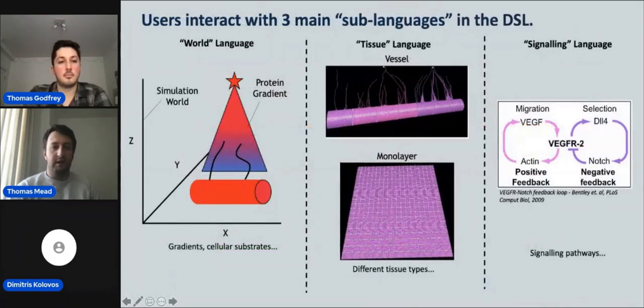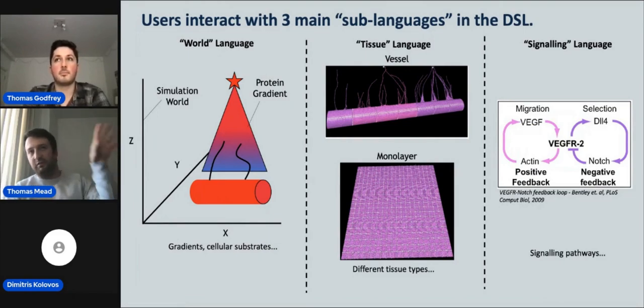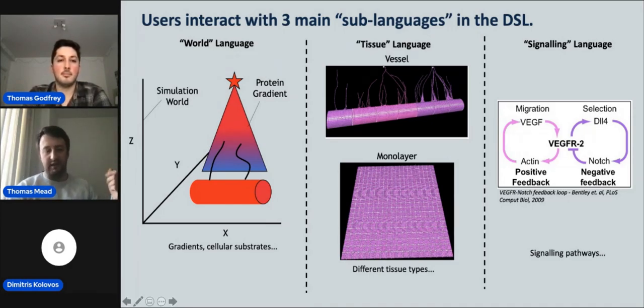So to that end, I have been hard at work writing 3 sub-languages in MPS, which essentially target each of the three concerns that you might have when building an agent-based model. For example, I have a world language that lets you describe objects in the simulation world, such as signals in the environment that cells can respond to, and objects in the environment that cells are able to adhere to and move around on. I've written a language that lets users describe the types of tissues that they're going to expect in their simulation and where they are found. And I've also written a language that lets users describe protein signaling pathways.